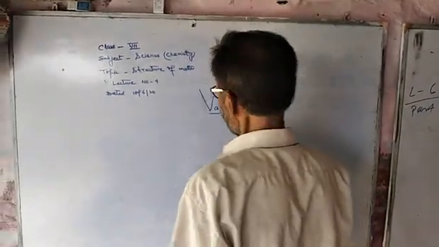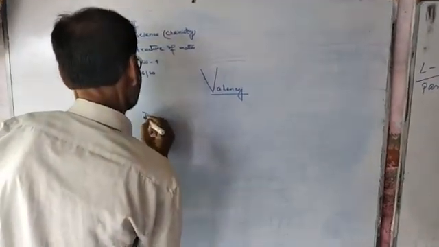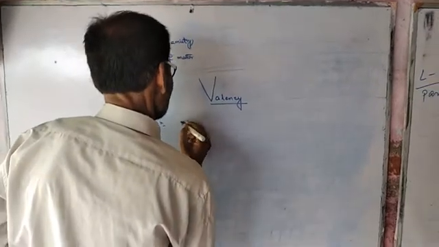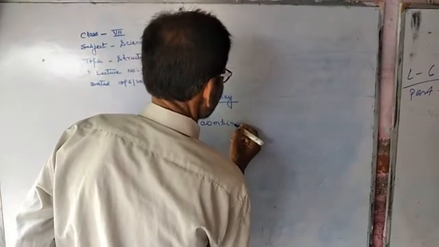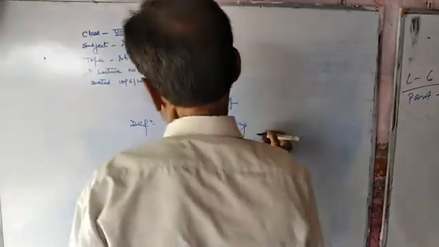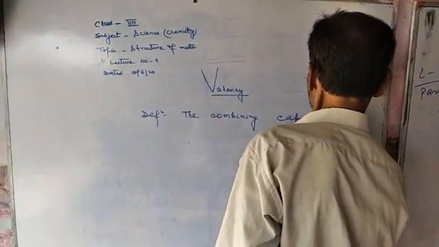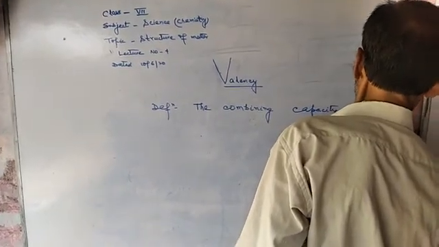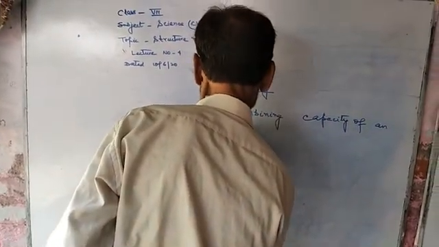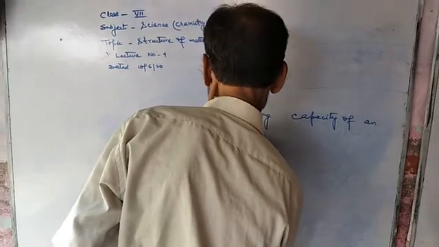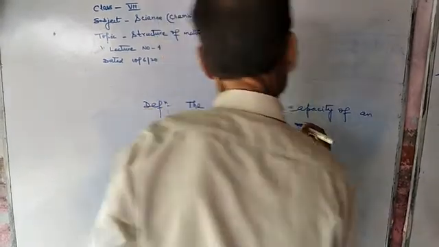Today we are going to learn about valency. What is valency? The combining capacity of an element is called valency.